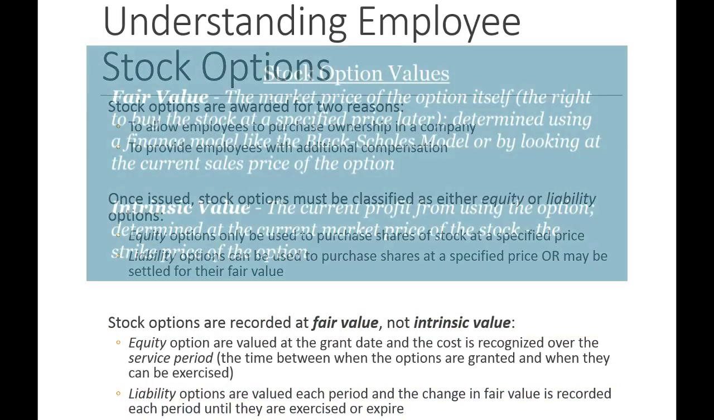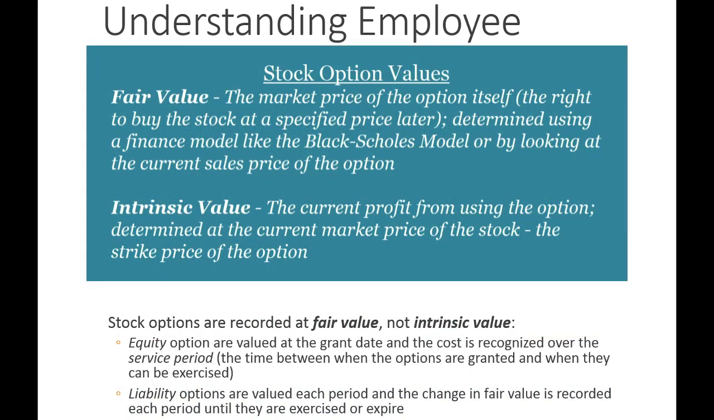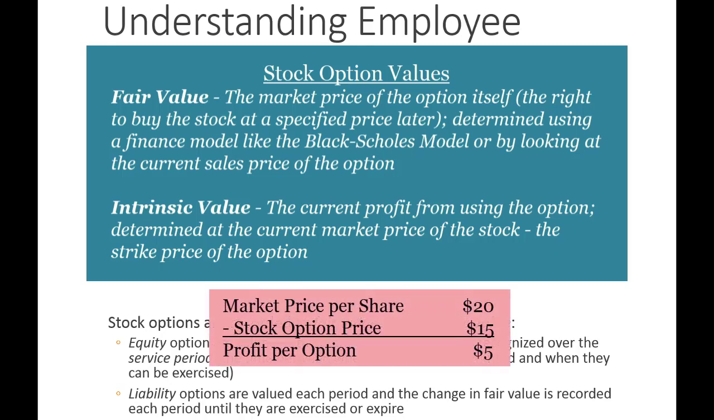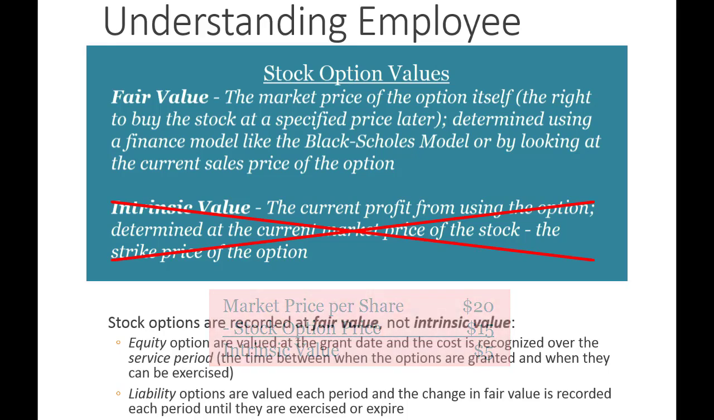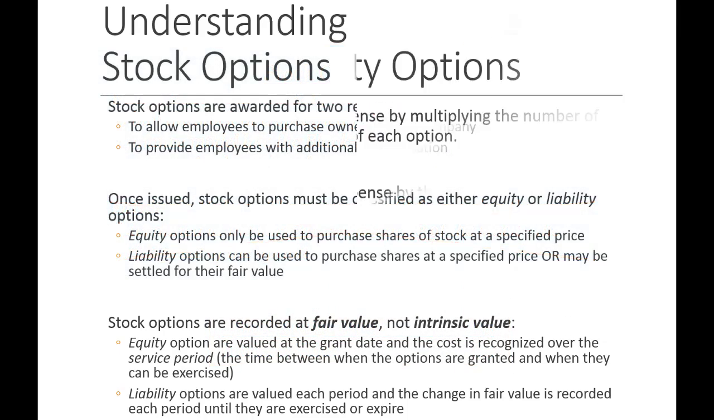What we don't record is intrinsic value. Intrinsic value is the difference between strike price and market value. So in our earlier example, the intrinsic value would be the $5. I don't use that. I use the market value of the option itself, not the value I think I can get from selling the stock later.